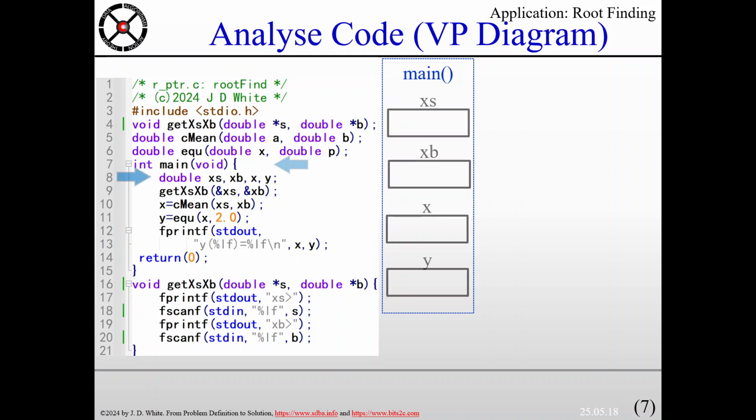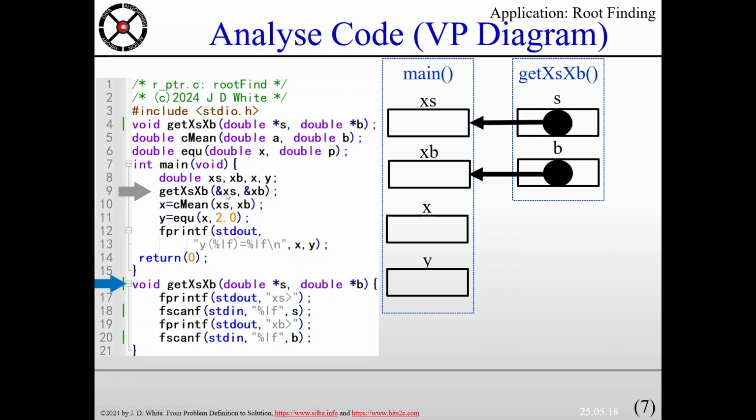I declare four variable containers: XS, SB, X, and Y. I then call get XSSB. I give it the address of XS, and the function has prepared two pointers to hold them. So the address of XS is put into pointer S. The address of the variable XB is put into the pointer B. So I've got my two pointers.